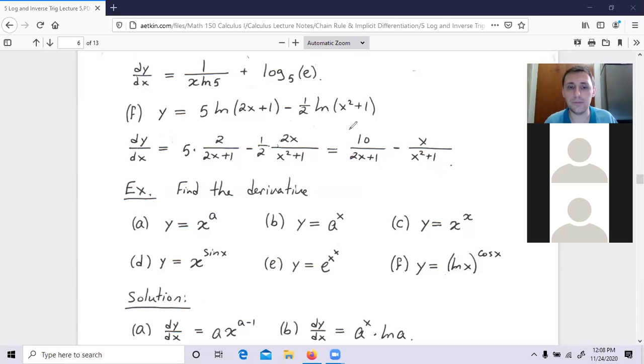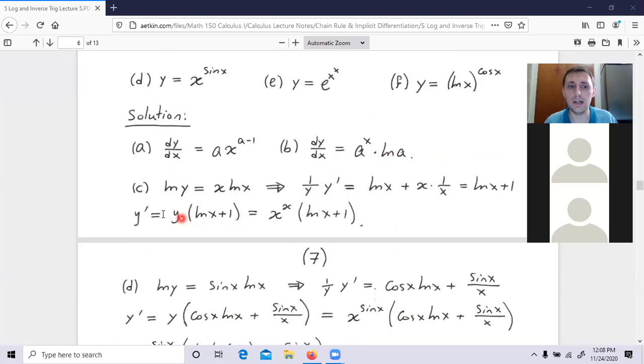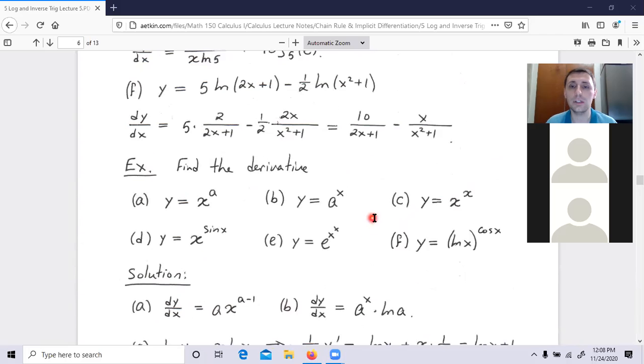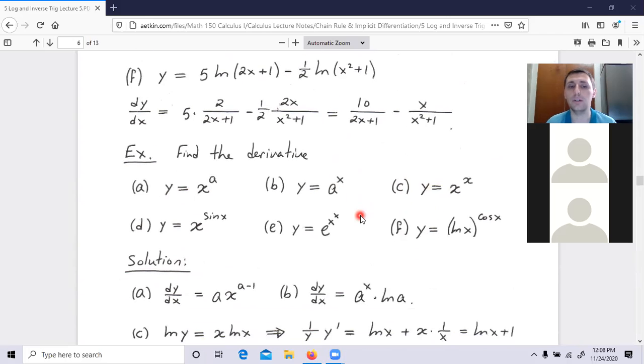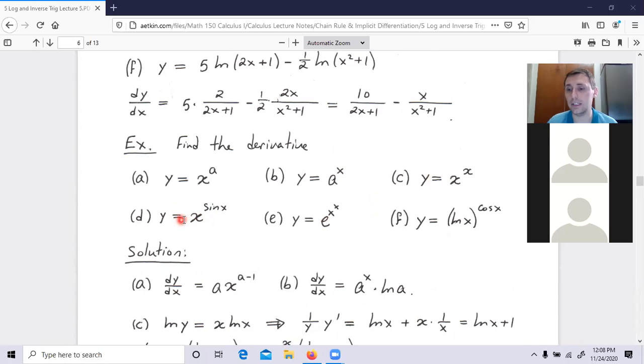That means that for C, what I have to do is just multiply by y. You see, y prime over y is ln x plus 1. Multiply by y both sides, which is x to the x. I have that the derivative is the original function x to the x multiplied by ln x plus 1. Good, that's for C. A and B we kind of covered. Now, what's the derivative for D? Please calculate the derivative for D as quickly as you can.